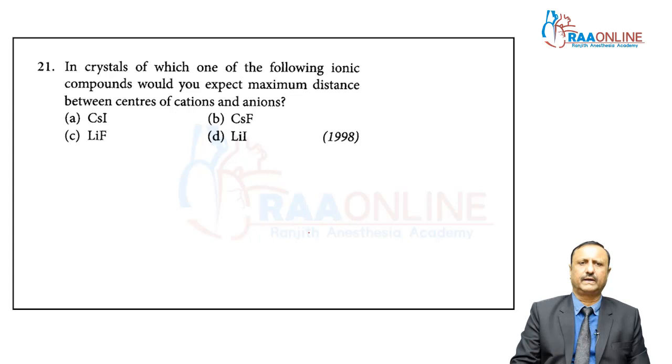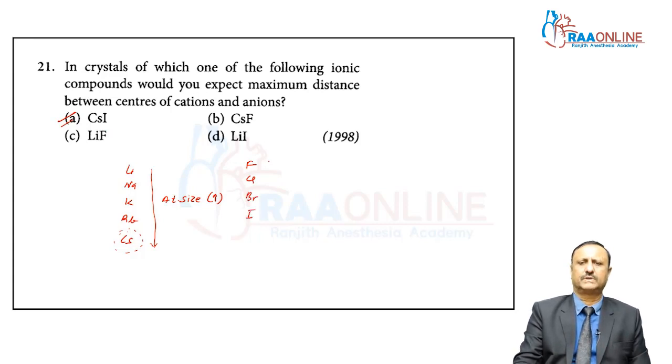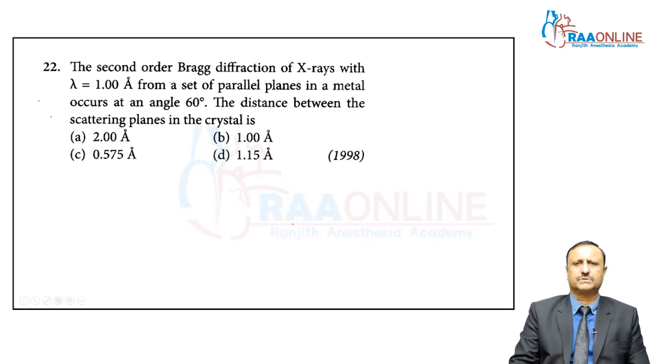Here, in crystals of which one of the following ionic compounds would you expect maximum distance between centers of cations and anions? Here, my dear friends, your answer is cesium iodide, because in the first group, lithium, sodium, potassium, rubidium and cesium, atomic size increases. So maximum atomic size is present in cesium. Fluorine, chlorine, bromine, iodine, atomic sizes also increase from top to bottom in a group. So cesium and iodine form the maximum distance due to atomic size. So the answer is A, question number 21. Now we can see question number 22.